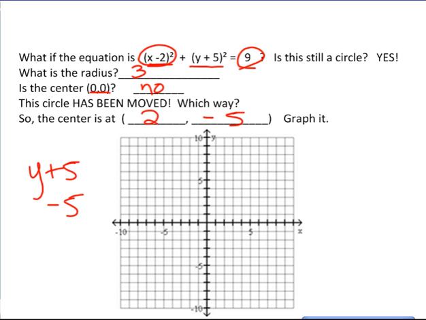And again, notice it's opposite of what we have in the equation. So 2, go over 2 and down 5. And here is the center of my circle.